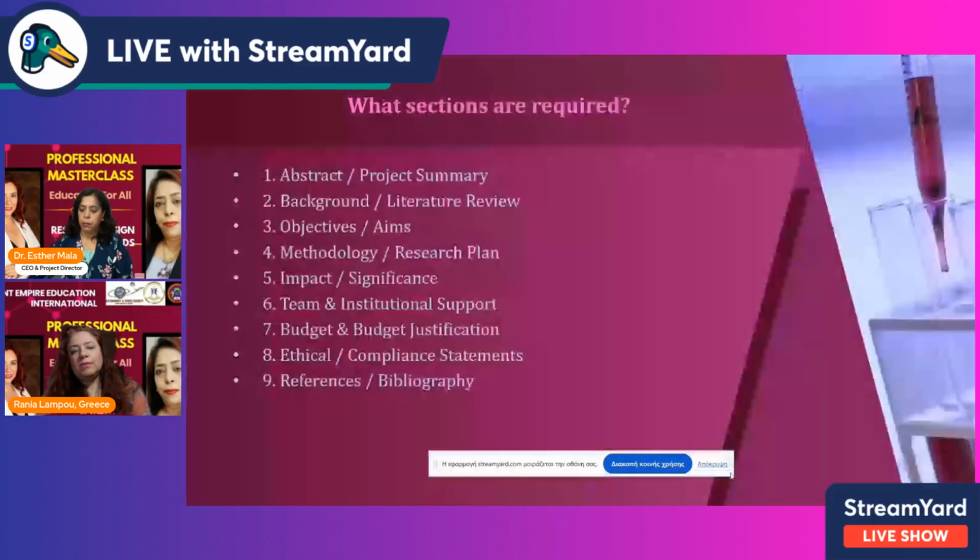So now, what about the proposal writing? What sections are required? Already in our previous sessions, we have explored this in every detail. Almost every research grant proposal follows a similar core structure. Of course, wording or page limits can vary by funder.